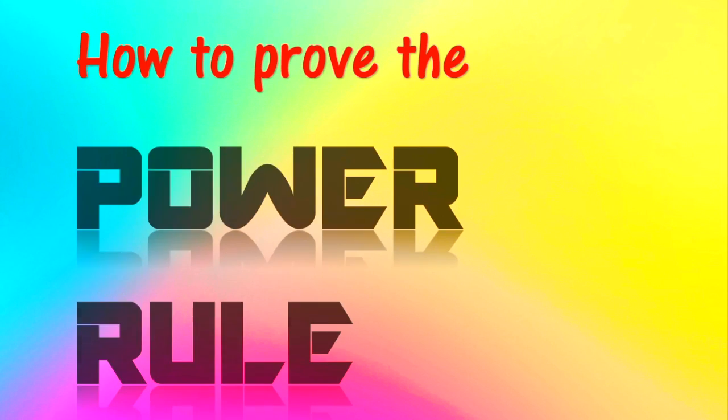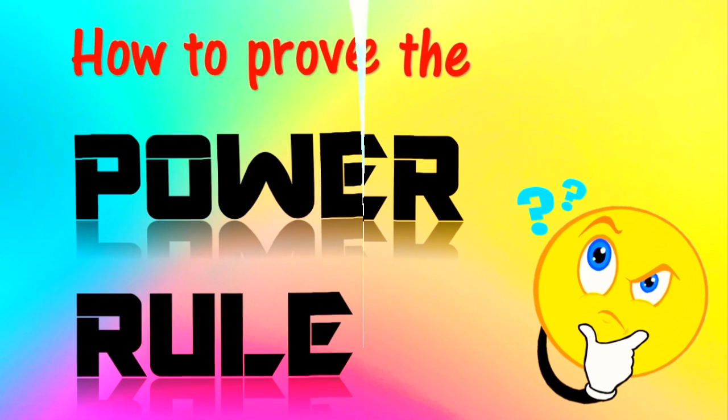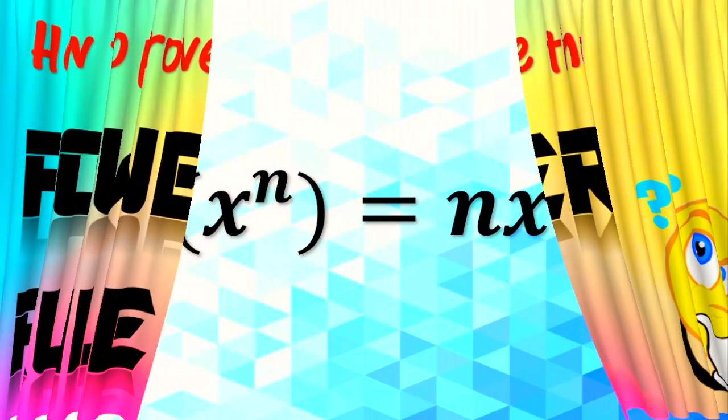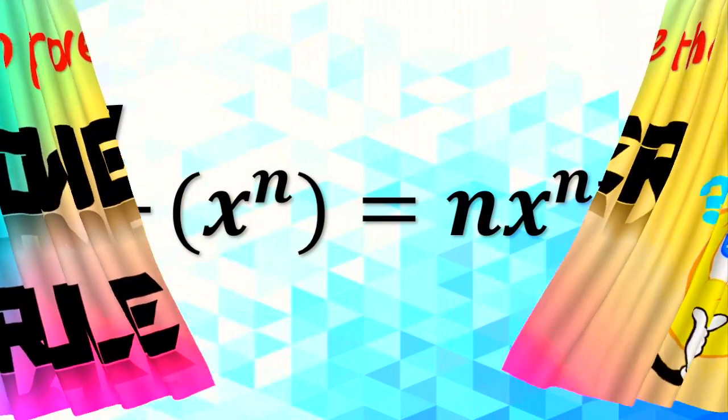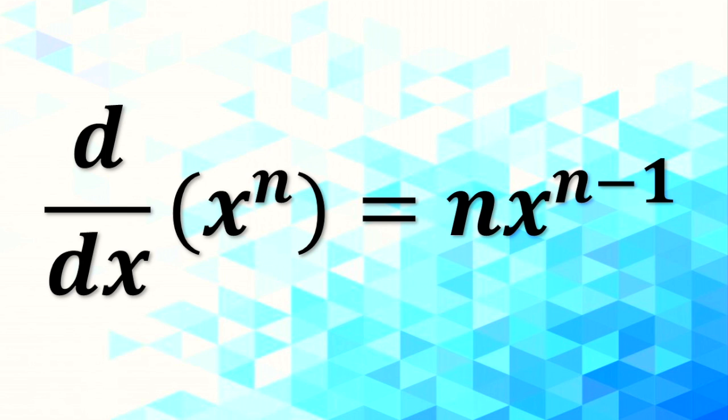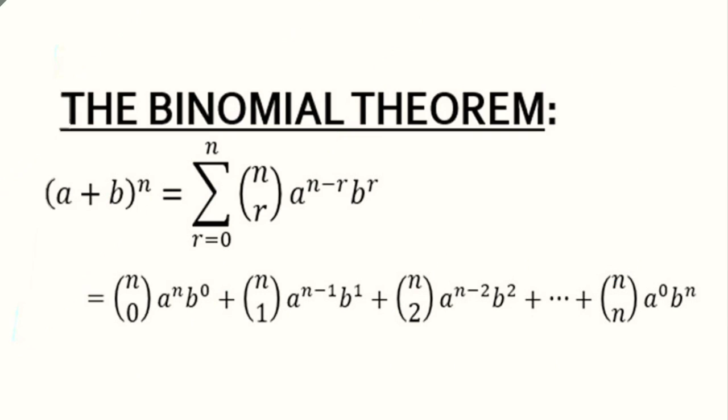How to prove the power rule? The power rule states that if the function is x raised to n, then its derivative would equal n times x raised to n minus 1. So how can we prove that this formula works?